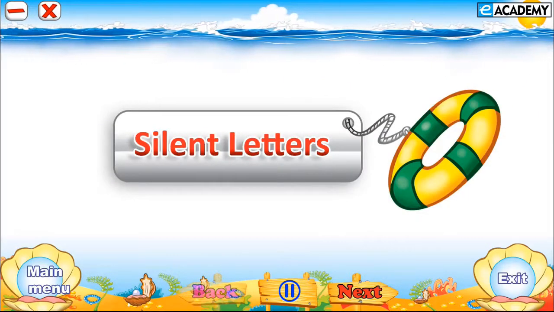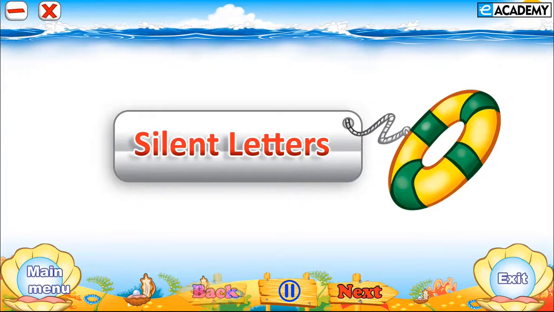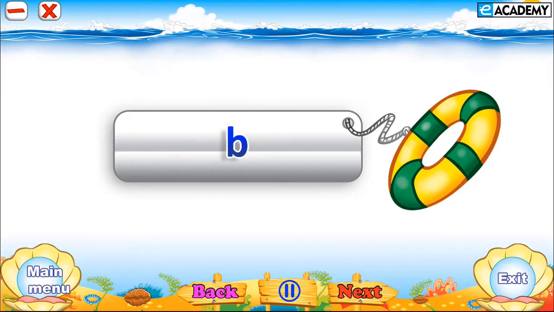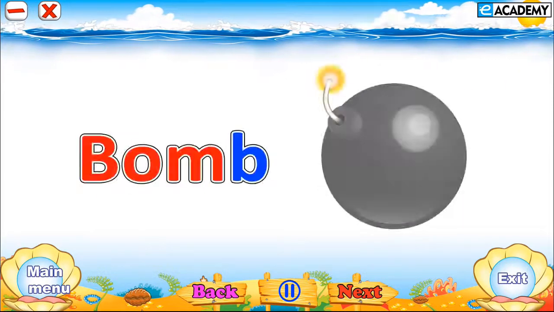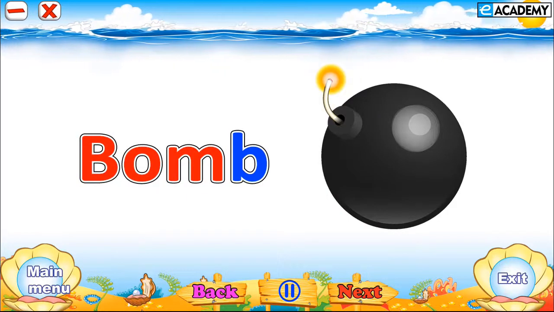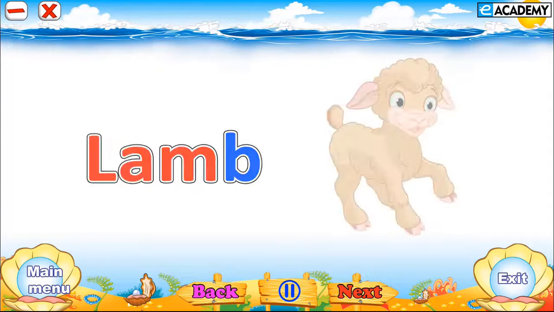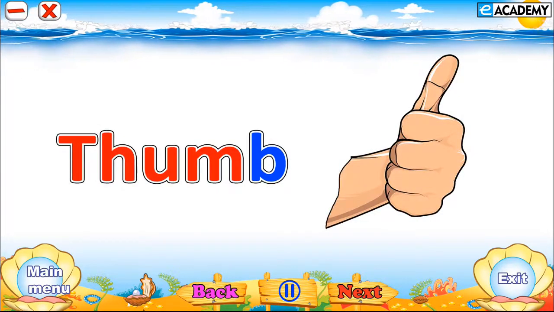Silent letters are letters that are written but not pronounced. Like the letter B in bomb, climb, lamb, some.